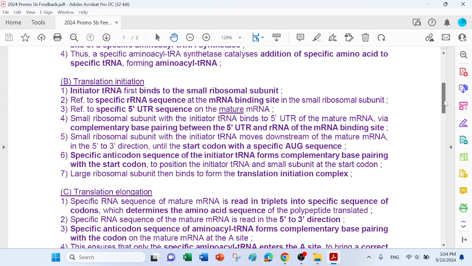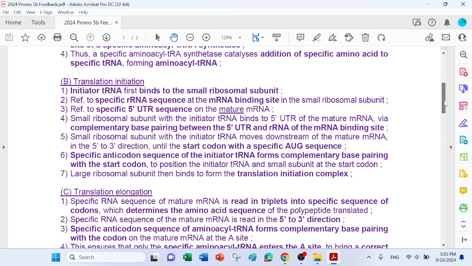Okay, then now we have another sequence, the specific start codon sequence AUG, that will be required for the next step where the small subunit and the initiator tRNA move downstream, and the specific sequence of the anticodon on the initiator tRNA will also be important to bind to the start codon via complementary base pairing to position the small subunit and the initiator tRNA at the start codon, which allows for the final step of translation initiation, the binding of the large subunit at the correct location where the start codon is to form the translation initiation complex.